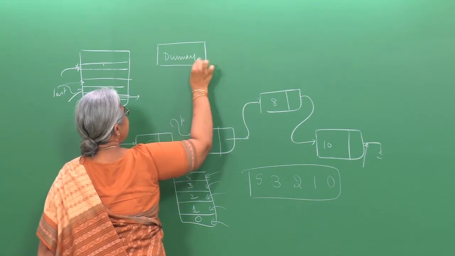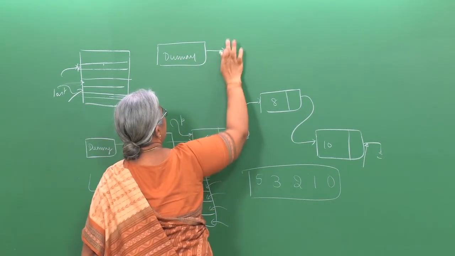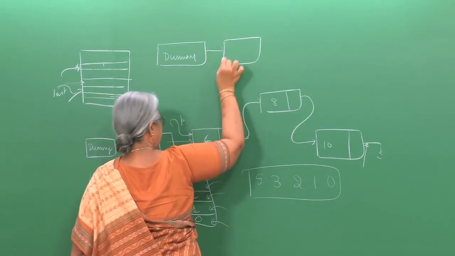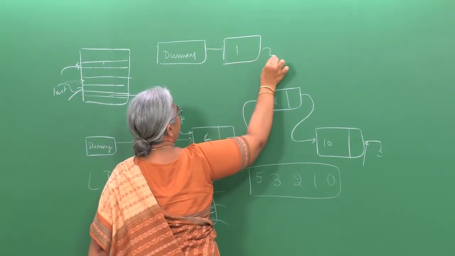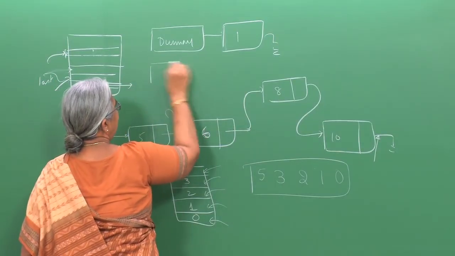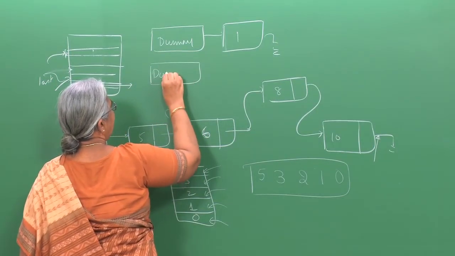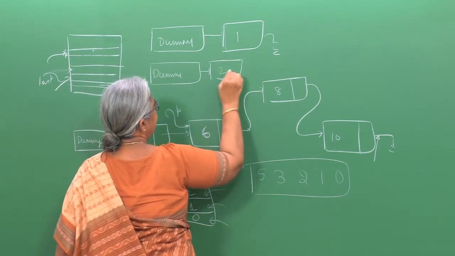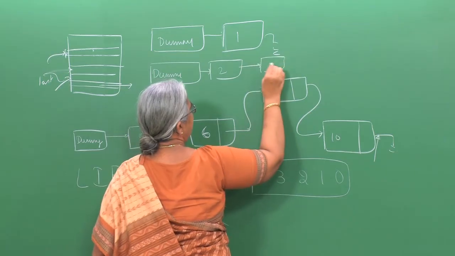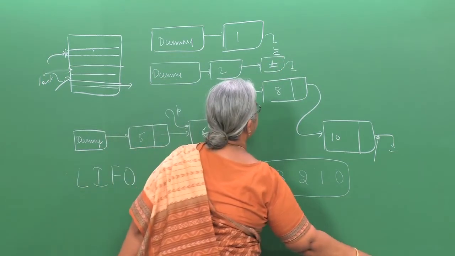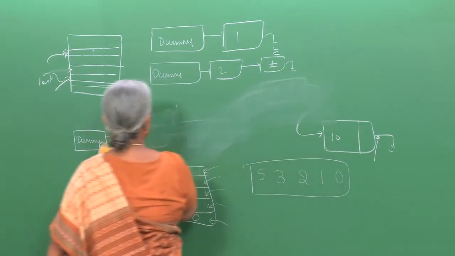When we say insert at first, let us say initially I had nothing, then I inserted 1. I pushed 1 into the stack. Next, if I want to push 2 onto the stack, I'm going to put it here, and then this will be moved forward. This is the meaning of the list being used as a stack.